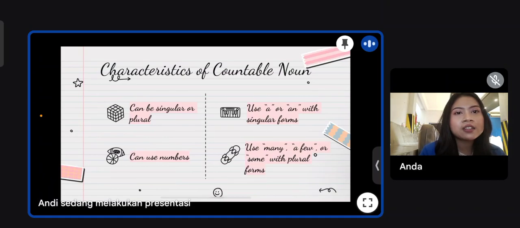The next is the characteristics of countable nouns. The first one is that they can be singular or plural. The second one is that they can use numbers. The third is that we use a or an with singular forms. And the last is that we use many, a few, or some with plural forms.